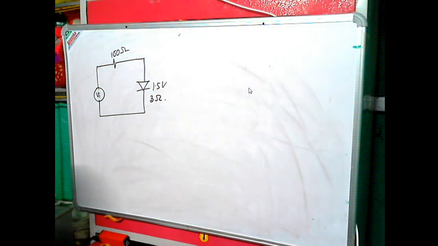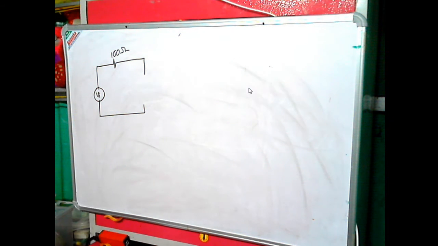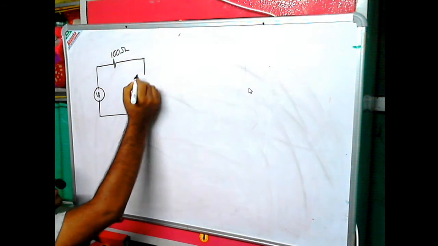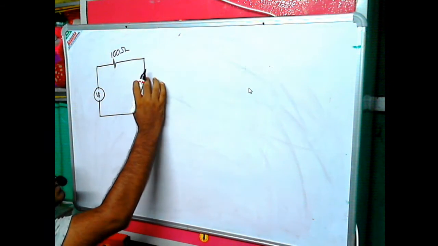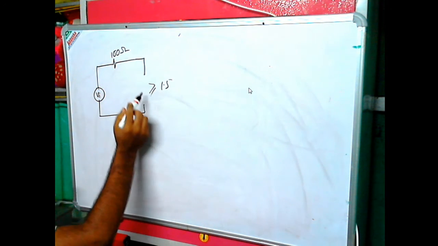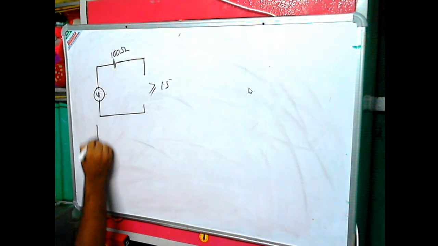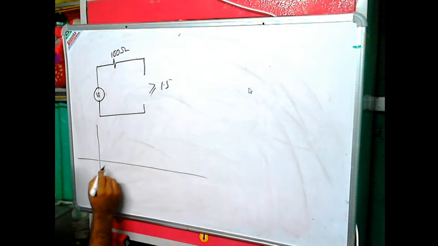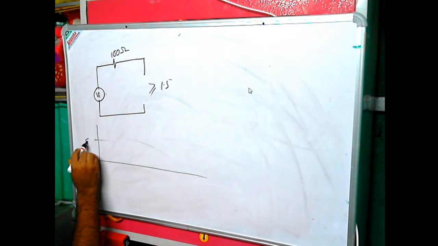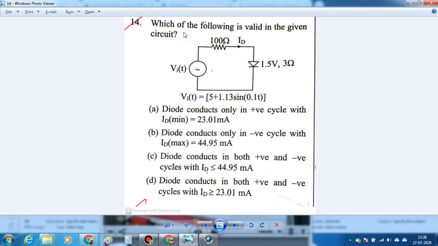So from the circuit, first remove this part. Okay, and you can see this diode will be on when this voltage over here is greater than or equal to 1.5 volt. Okay, and this is basically the input voltage right now because this is the open circuit. And what is the input voltage? Input voltage basically has a DC voltage of 5 volt, and on top of this DC voltage it is 1.13 sine 0.1t.